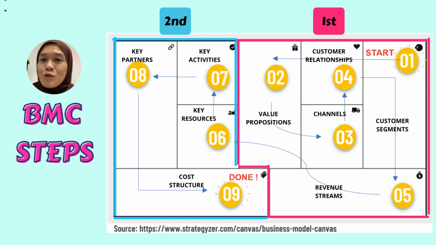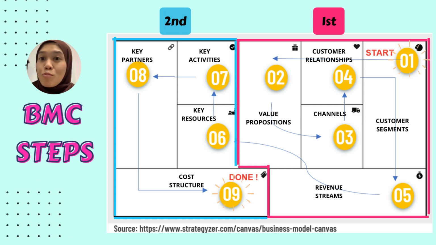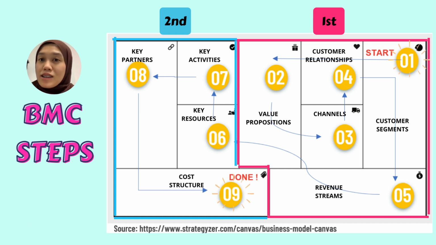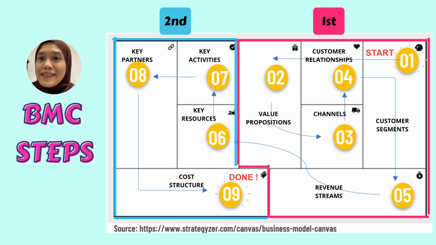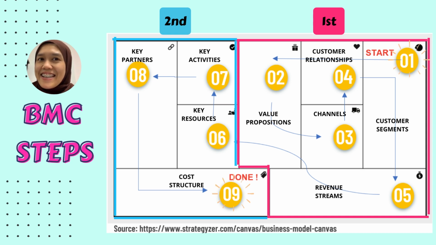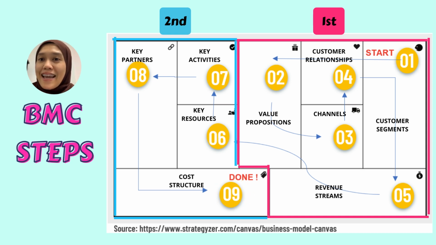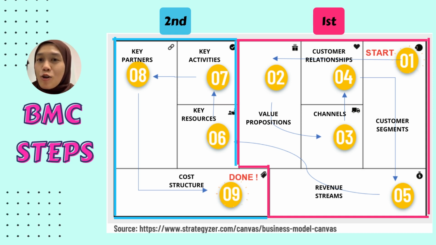Next, let's go to the second part, which is the blue part. We start with the key resources and go to number 7, the key activities. Move to the key partners, and lastly, number 9 is the cost structure.